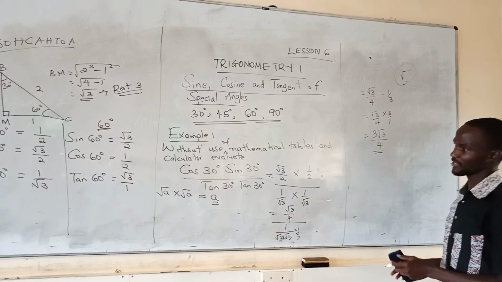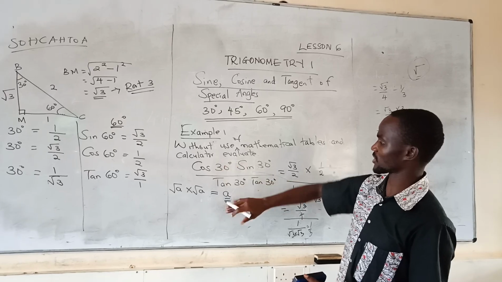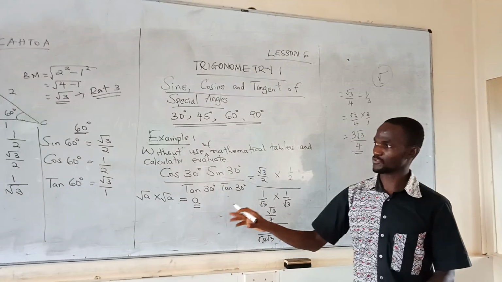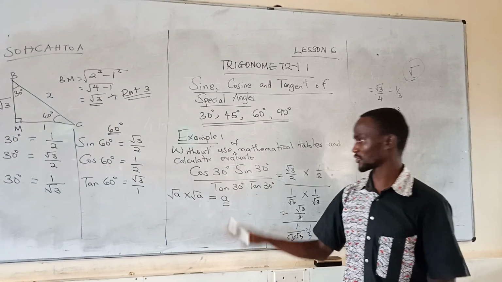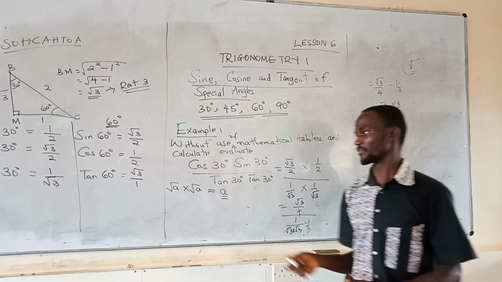So anytime you have been given such, because they can even make a mixture of 30 degrees, 60 degrees, 45 degrees, your work is just to replace. Remember the special angles, the trigonometric ratios. Just replace where you have been given.